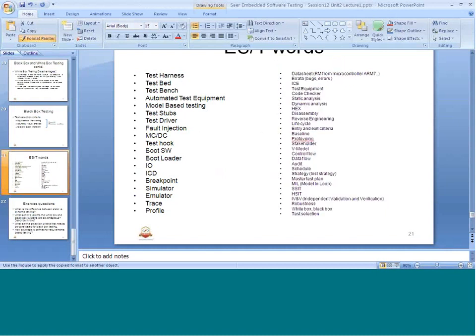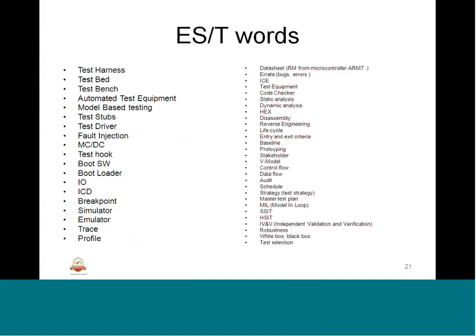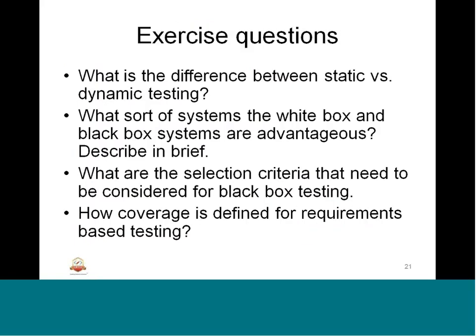Okay, so that is the conclusion of this class. Before that, I have a few exercise questions of this class. What is the difference between static versus dynamic? What sort of systems are the white box and black box systems, and what are the advantages? Describe in brief. What are the selection criteria that need to be considered for black box system? How is coverage defined for requirements based system?